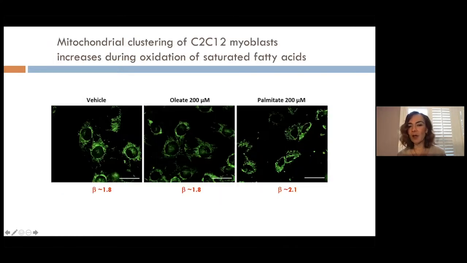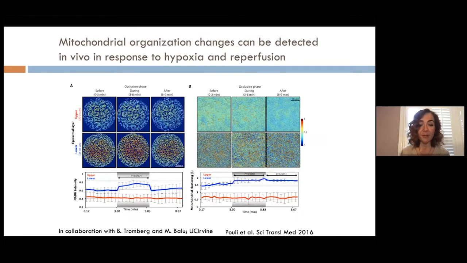So these are examples of images of cells whose mitochondria have actually been stained and visualized more easily. And you can see as mitochondria go from a more networked to a more fragmented state, this exponent increases. So the mitochondrial clustering metric goes up. This is a metric that we've actually validated even in humans from images that were acquired in vivo in a study that was done in collaboration with Bruce Stromberg, who was at the time still at UC Irvine, and Mihaela Balu, who's still there and with whom we're still working.